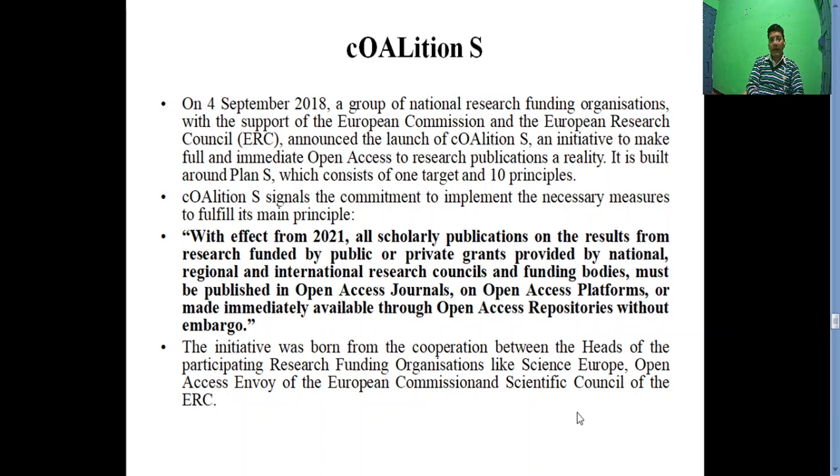Coalition S signals the commitment to implement the necessary measures to fulfill its main principle. With effect from 2021, all scholarly publications on the results from research funded by public or private grants provided by national, regional or international research councils and funding bodies must be published in open access journals, on open access platforms, or made immediately available through open access repositories without embargo.